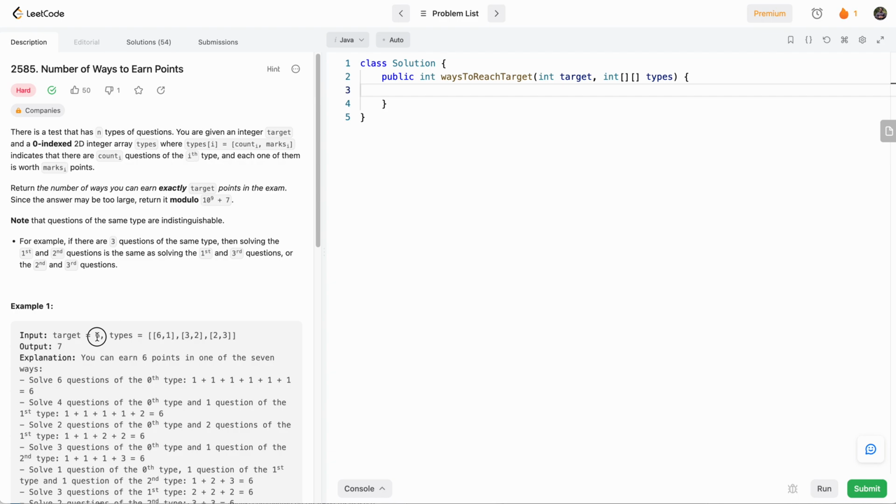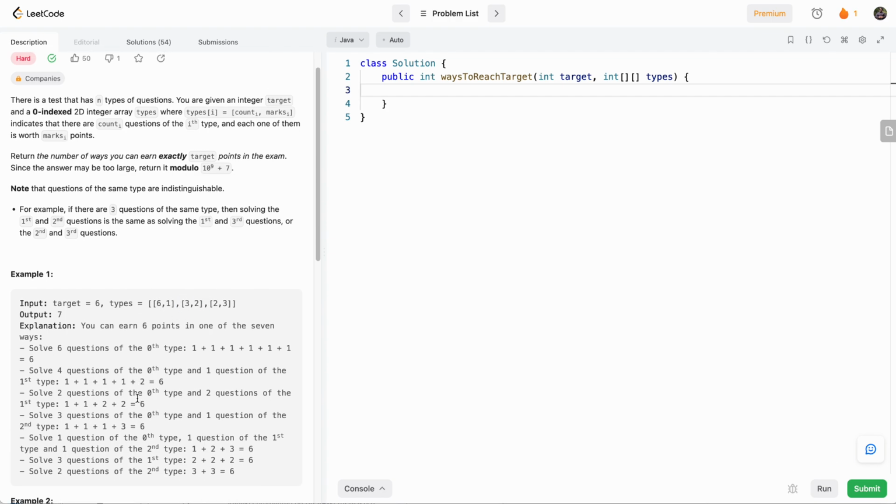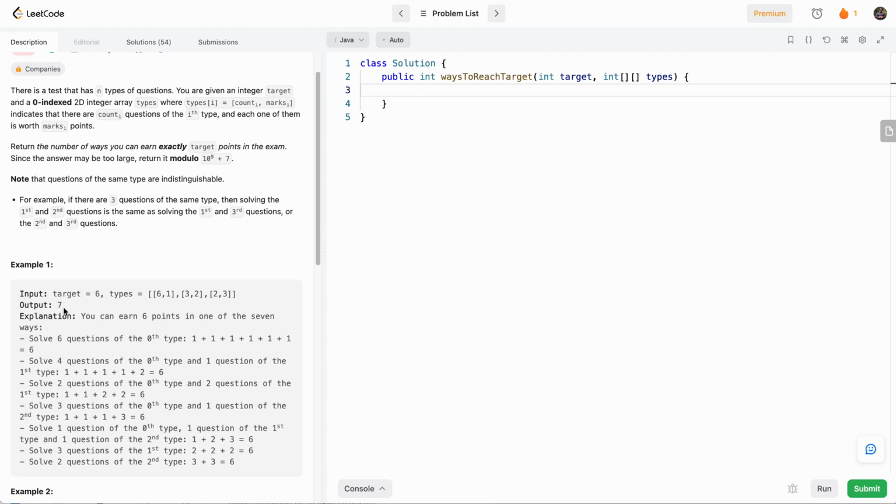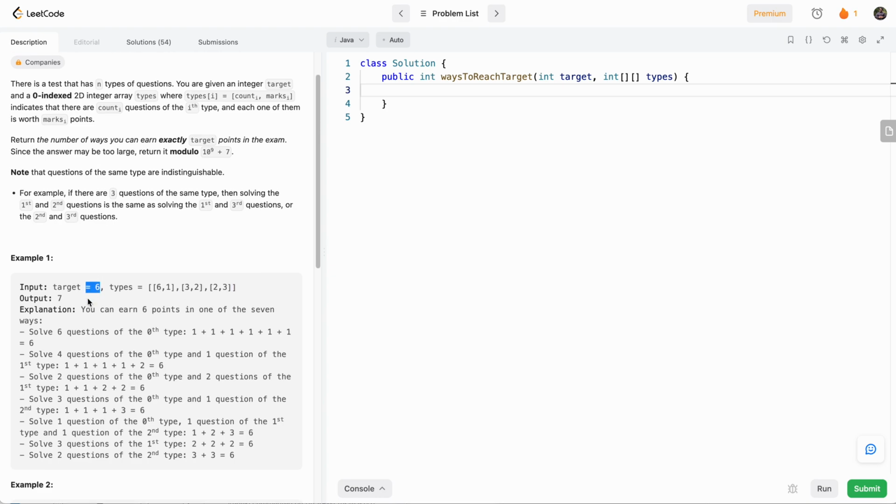So one way we can get 6 points is by solving all 6 questions of 1 point. That's one way to get 6 points. Another way is we can solve 4 of these and 1 of this, so that way we get 4 plus 2, 6, and so on. So we need to find how many ways can we solve these questions to get 6 points.